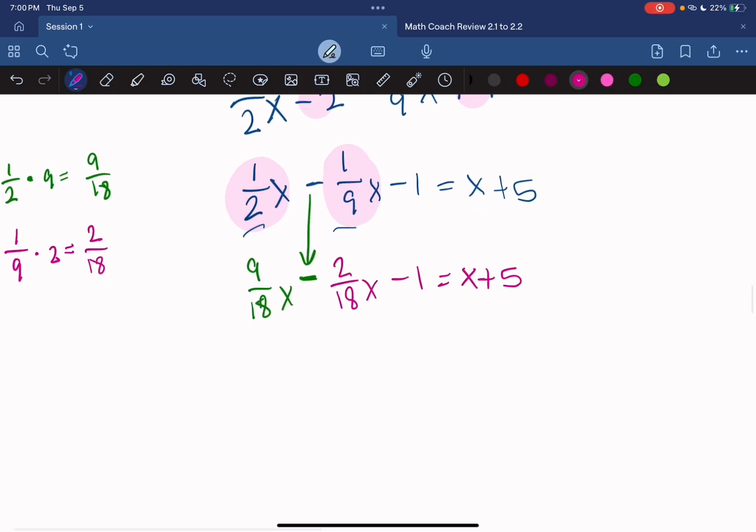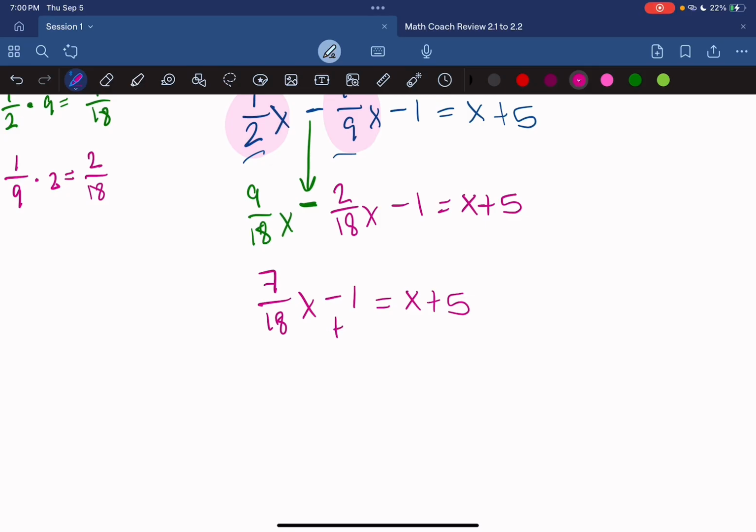Now, 9 minus 2 is going to give us 7. So 7/18x minus 1 equals x plus 5. Now let's just get rid of this negative 1 by adding 1 to both sides. 7/18x equals x plus 6.